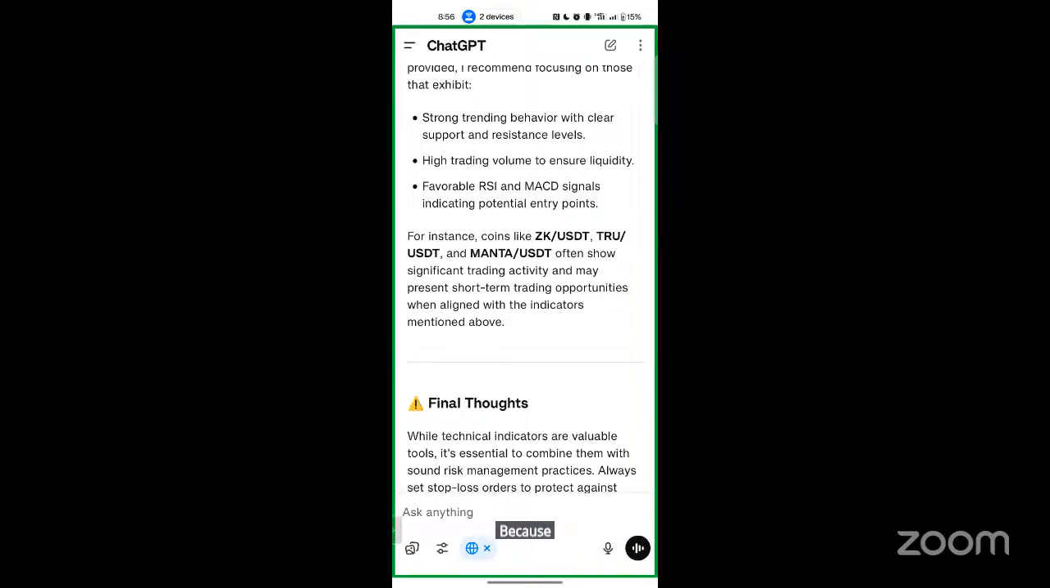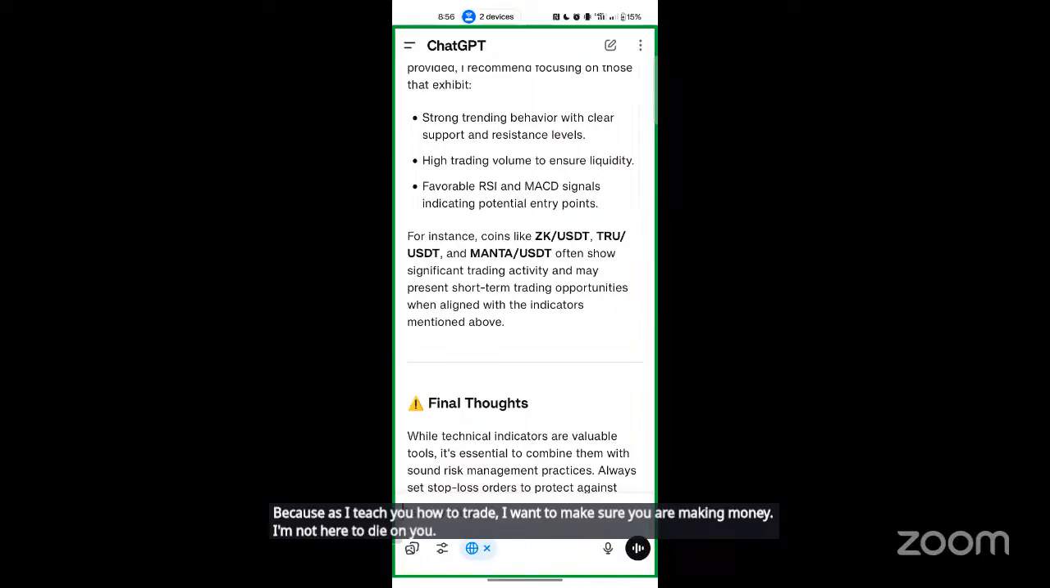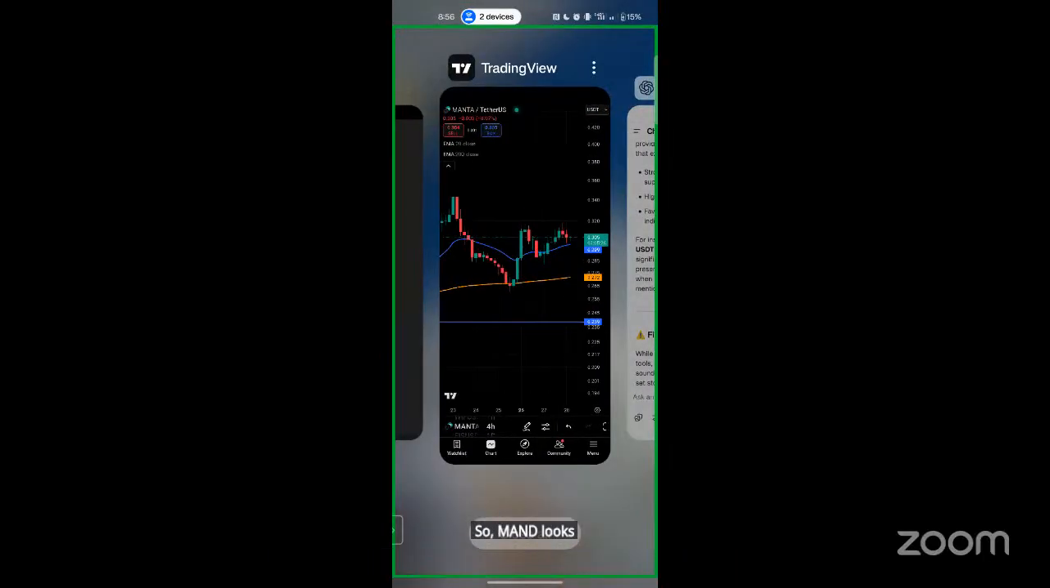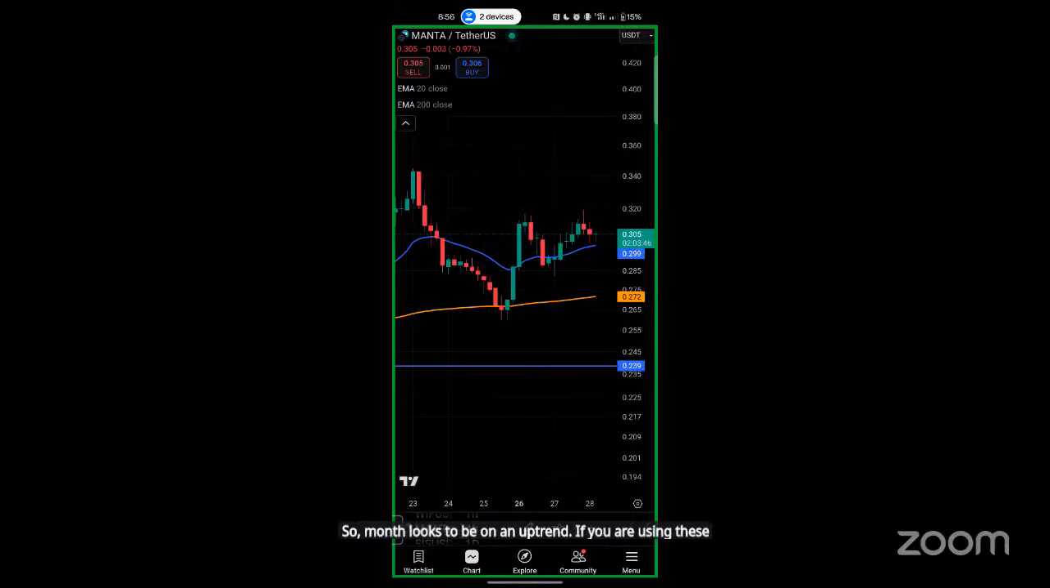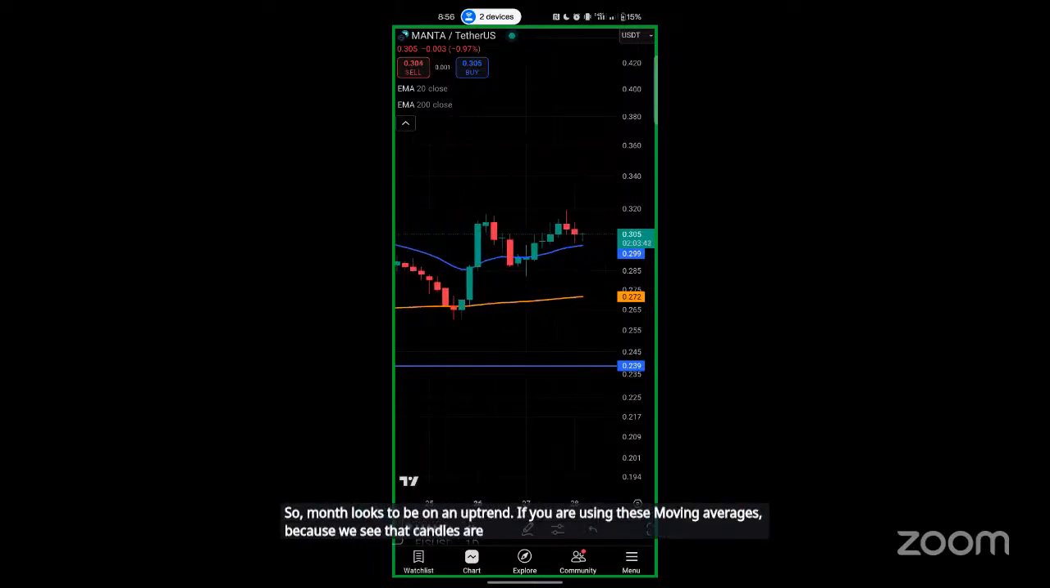Because as I teach you how to trade, I want to make sure you are making money. I'm not here to kill you. So Manta looks to be on an uptrend if you are using these moving averages, because we see that candles are forming above a 20 moving average.